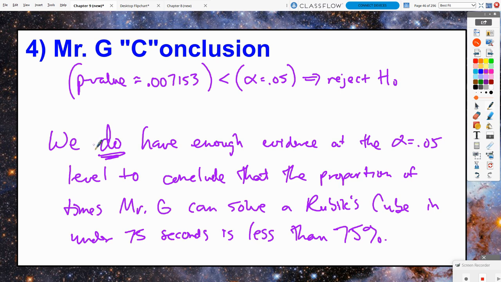Now, again, I mentioned previously that maybe there's a chance that Mr. G really is telling the truth, and we just made a bad choice here based on our one sample. That is entirely possible. So again, into the chapter, we'll talk about errors that could happen based on our decisions.